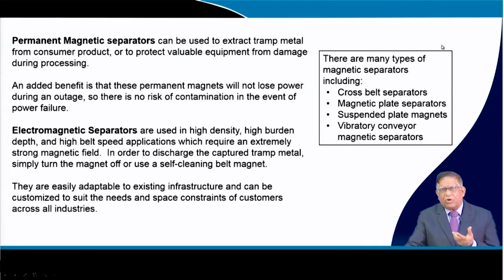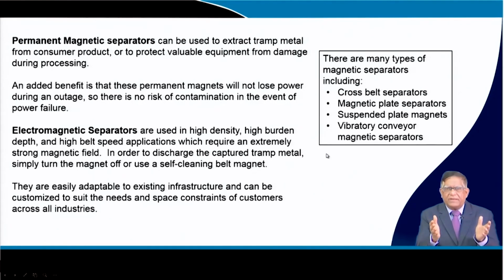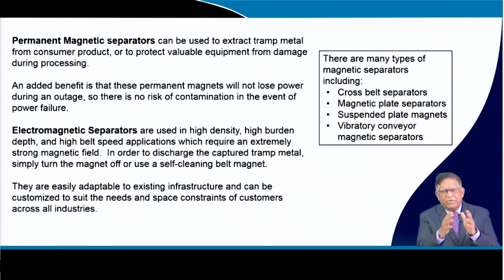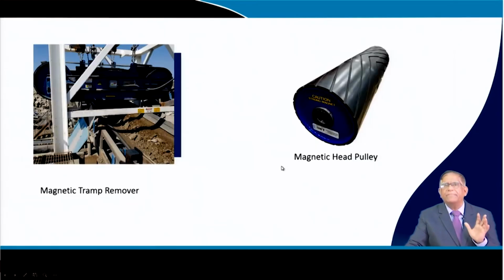They are used as a cross belt, as a magnetic plate, as a suspended plate, and there can be a vibratory conveyor magnetic separator. You can also keep it vibrating, depending on the situation. Sometimes you keep the material in a container and make it flow through while giving a vibration, so that if a particle is not coming within the magnetic range, it can also be attracted. Such arrangements can be made depending on the situation.